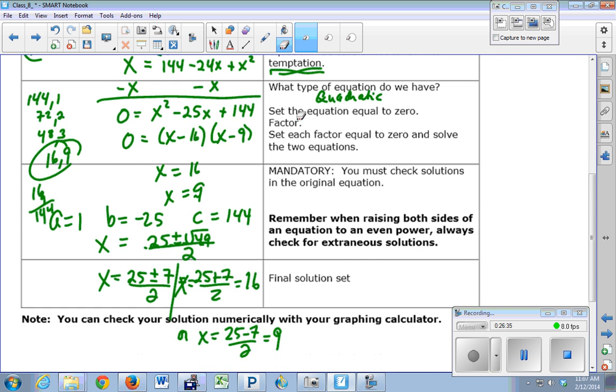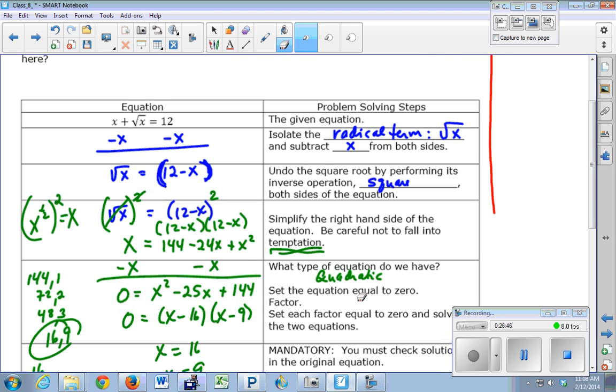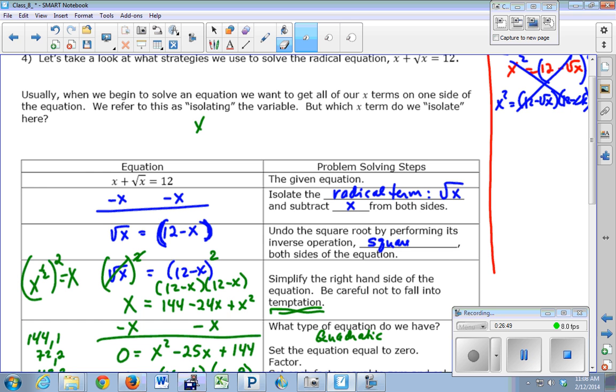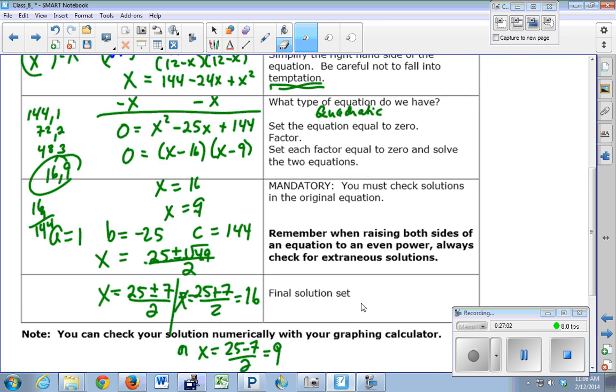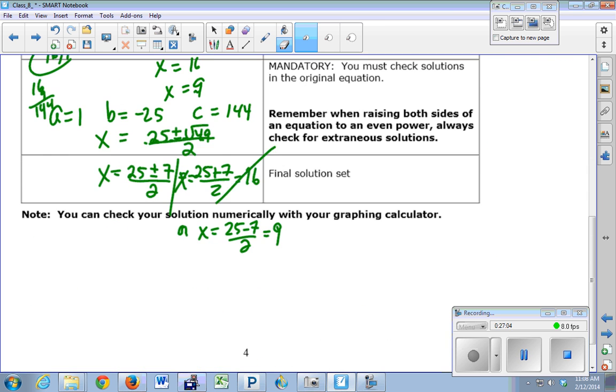Okay, so let's get back to this, remembering you have to check. I'm not going to circle these right now. I've got to go back to my original equation. So let's check the 16 in my original equation. x plus the square root of x equals 12. So x equals 16. 16 plus the square root of 16 equals 12. 16 plus 4 does not equal 12. That's what we call an extraneous solution. You just cross it out. You don't even have to know the fancy name for it.